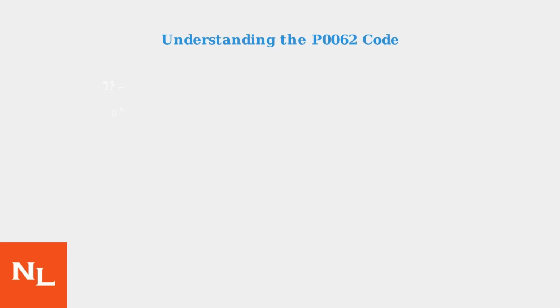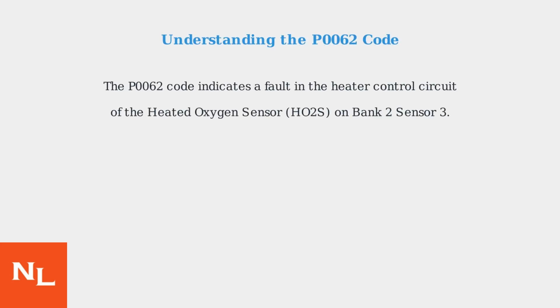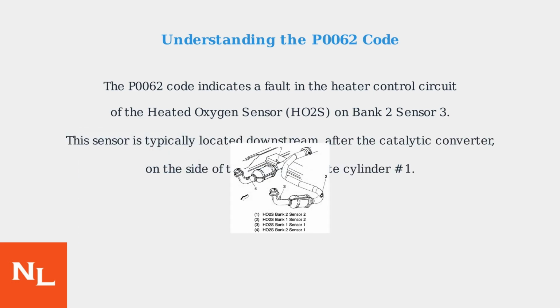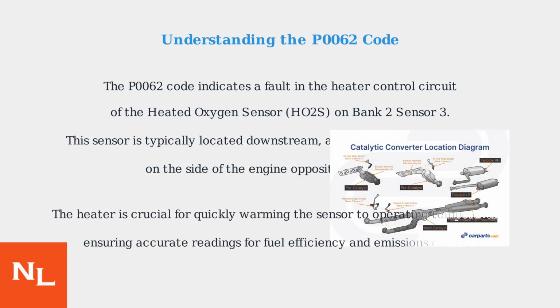The P0062 code indicates a fault in the heater control circuit of the heated oxygen sensor, known as HO2S, on Bank 2 Sensor 3. This sensor is typically located downstream after the catalytic converter on the side of the engine opposite cylinder number 1. The heater is crucial for quickly warming the sensor to operating temperature, ensuring accurate readings for fuel efficiency and emissions control.